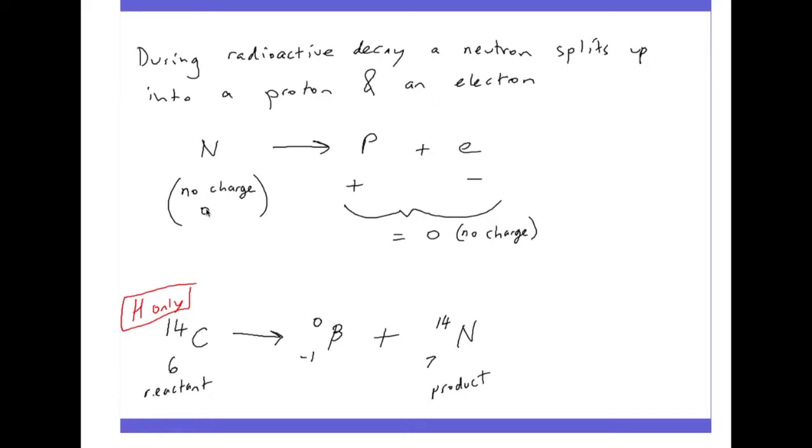That equals 0. So a neutron is like a proton and an electron added together, and it's just the neutron splitting up back into a proton and back into an electron, if you like. Here's a quick equation to do with beta decay.